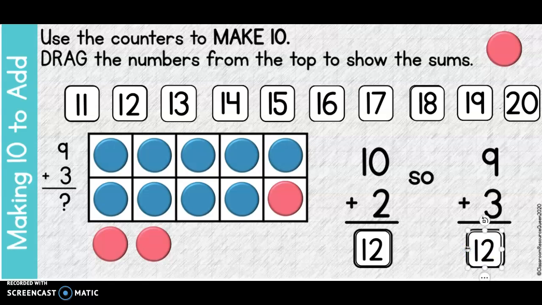I want you to consider using a making 10 strategy whenever you see a problem that has a 7 in it, or a problem that has an 8 in it, or a problem that has a 9 in it. And you're going to get to practice this today in Seesaw. So let's begin.